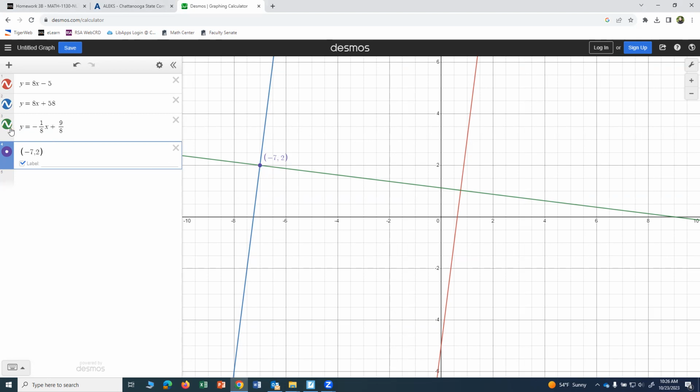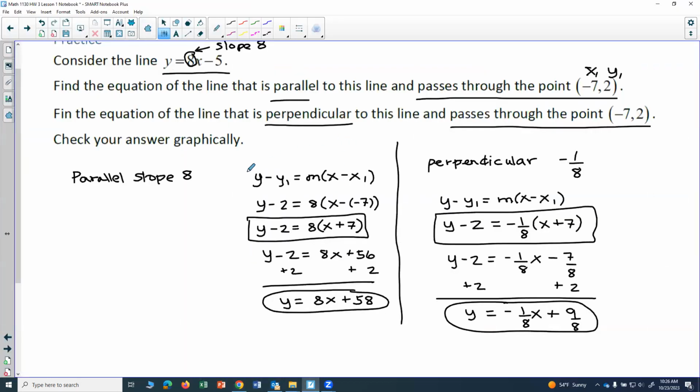The green line, y equals negative 1/8 x plus 9/8, I can see that that makes a 90 degree angle with the red line, and it goes through the correct point of negative 7, 2. So that's a way to check your answer graphically using Desmos.com. And you may use Desmos.com on the test. So practice showing your work. This is how you would show your work, but then check your answer using Desmos or the graphing calculator.